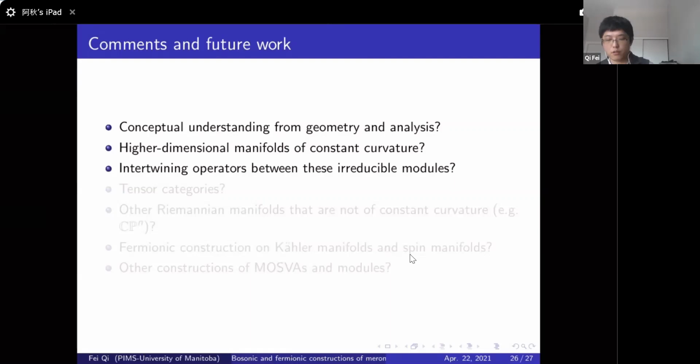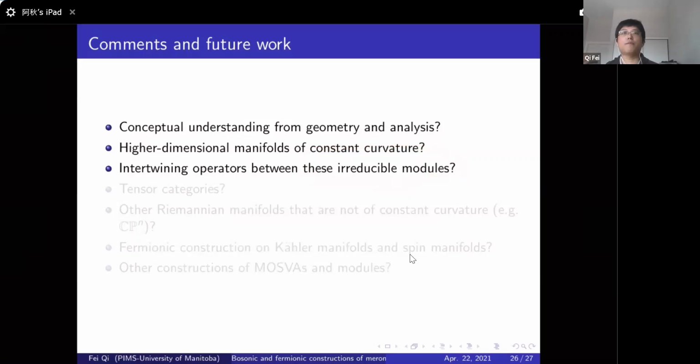Another question, which I think Huang kept asking me: what are the intertwining operators between these irreducible modules? At the least, we expect intertwining operators between those irreducible modules with specific eigenvalues. This should be easy to define.